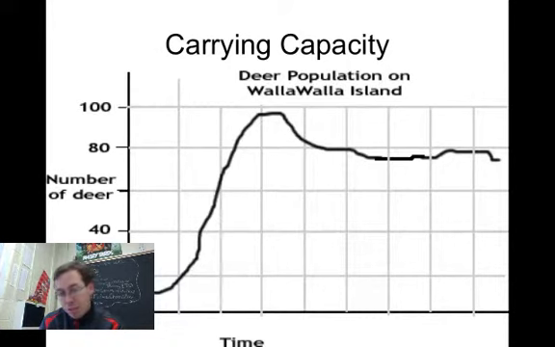And as a result, you can see that the population hovers right around 80, which seems to be the appropriate carrying capacity. So I don't want you to think that once it reaches the carrying capacity, the changes and fluctuations in population stop. That's not the case. They're just less dramatic than when they're below the carrying capacity of the ecosystem.